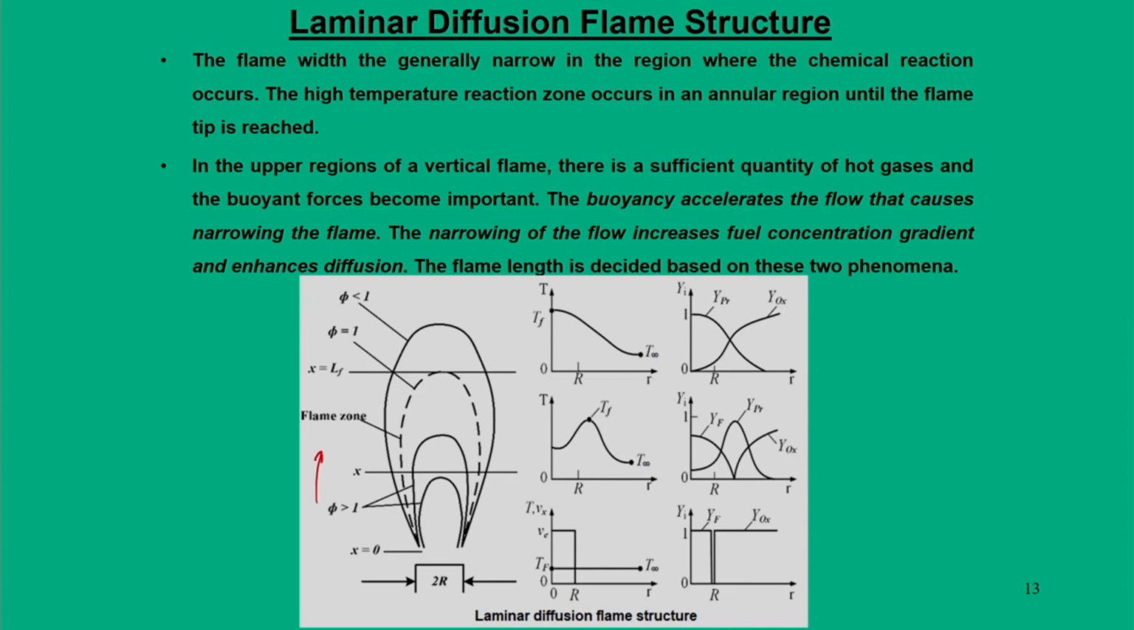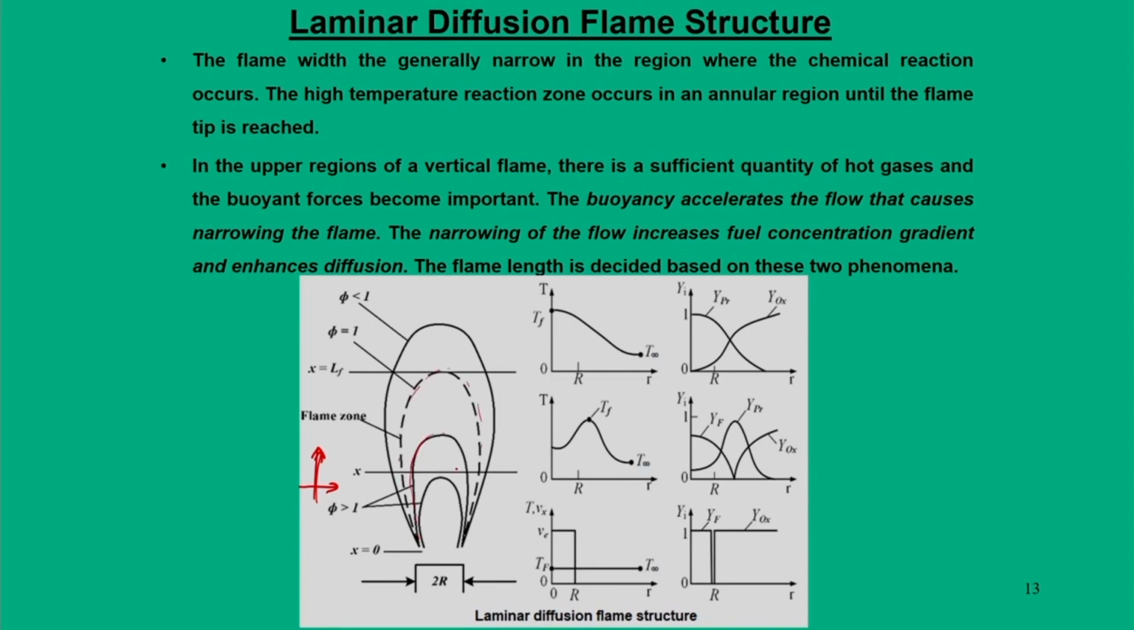At the same time, when there is a narrow flame, it increases the fuel concentration gradient and enhances the diffusion. So, fuel tries to diffuse outwards, and at the same time buoyancy pushes up. These two combined effects give such a surface, and that surface we call the flame surface.